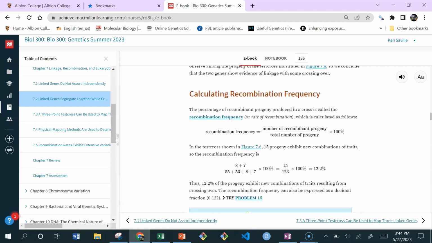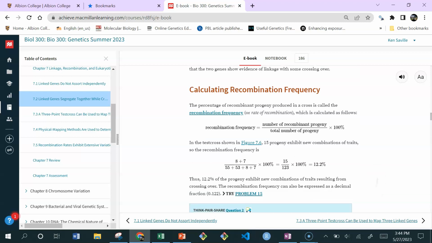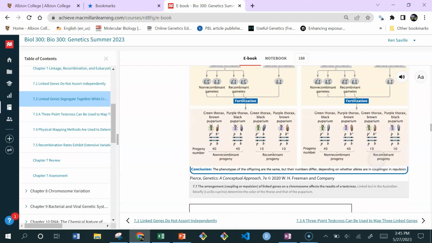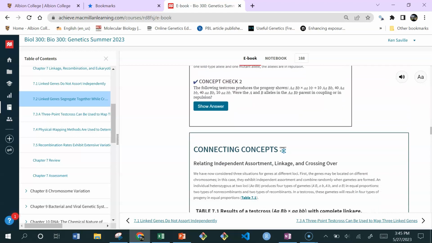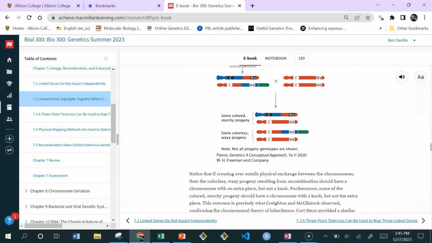So here's recombination frequency. Recombination frequency is the number of recombinant progeny over the total times 100% to give you frequency. So if you have an example where you have 15 recombinants and you add up the total offspring is 123, then the recombination frequency is 12.2%. We could try problem 15. Coupling and repulsion is annoying, but we'll come back to that in a minute. I just want to look at, they do a chi-square thing down here, which we will do.